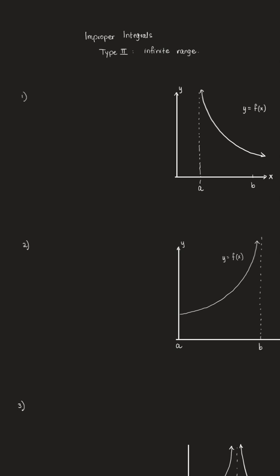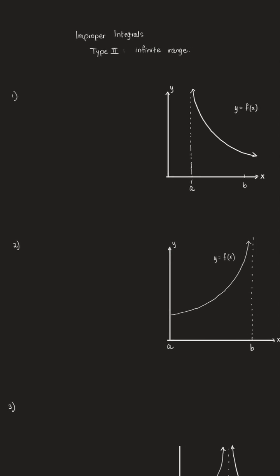In this video, we're going to look at another type of improper integrals, type 2, where we're dealing with an infinite range. So the integrals might look a lot like the ones you've seen before. There's no infinity or negative infinity at a limit of integration, so we're just looking, let's say, at an integral from a to b of some function f of x dx.